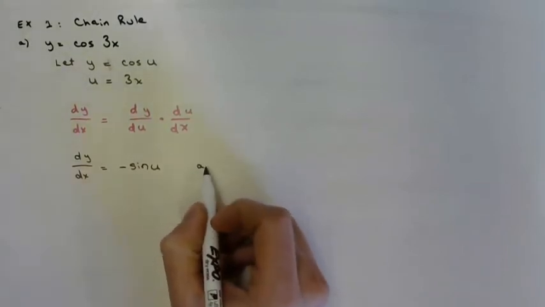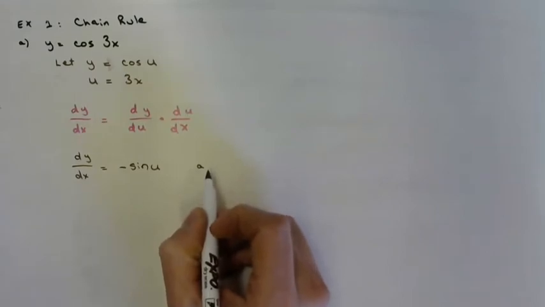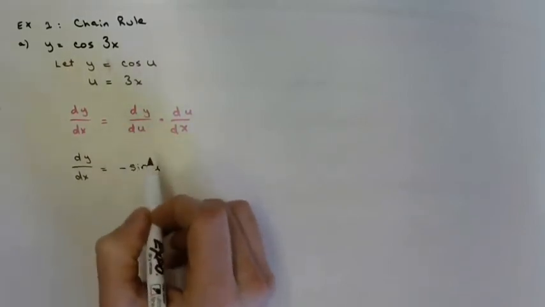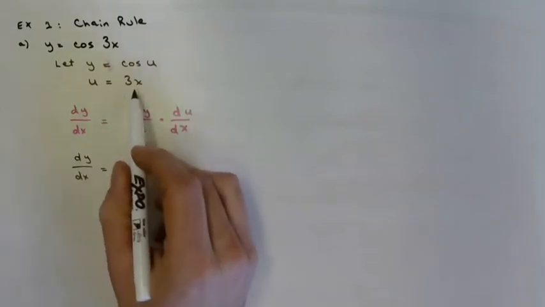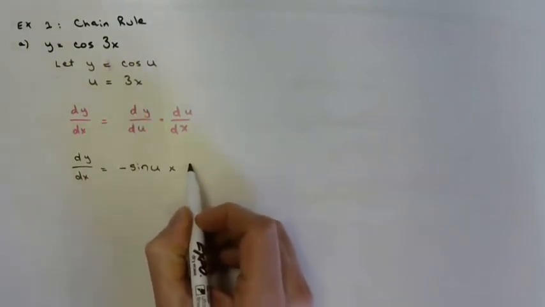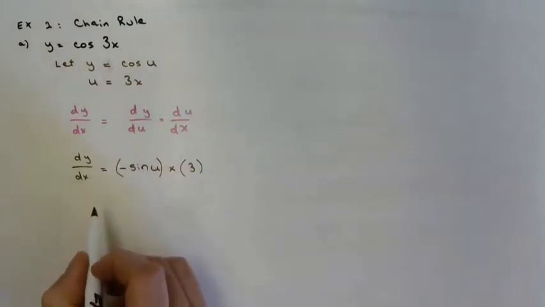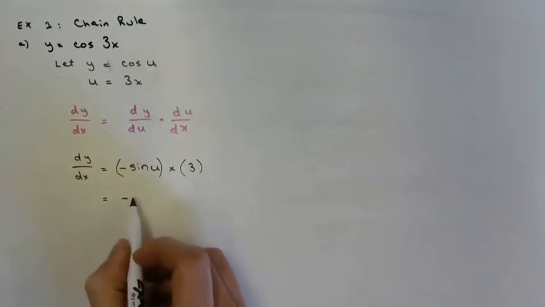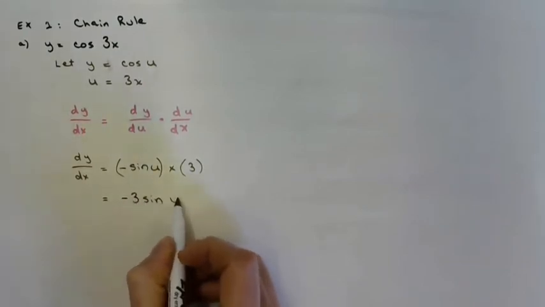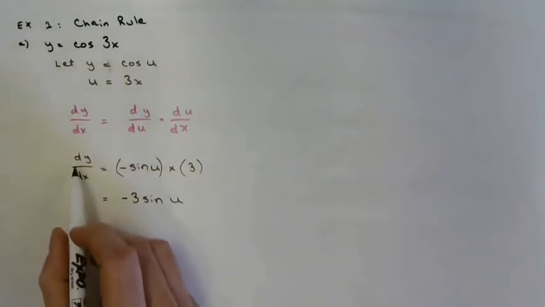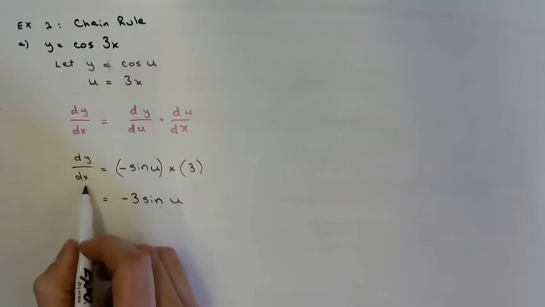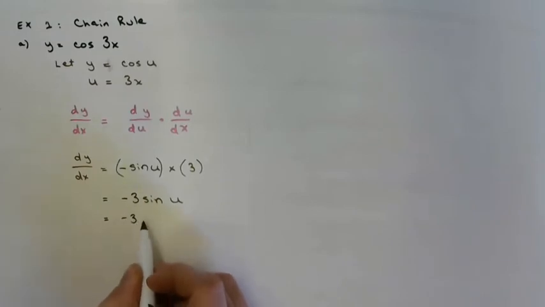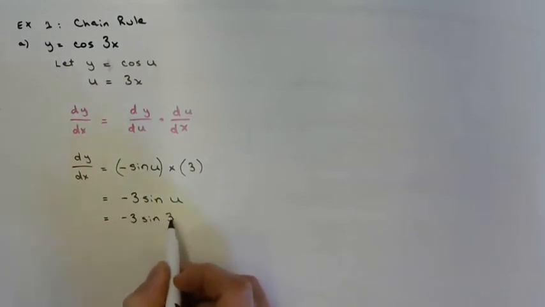And now all we need to do is multiply it by the derivative of u, which is just 3. So there's our two pieces. Multiply them together. We get negative 3 times the sine of u. But we're not done yet because we want the derivative of y with respect to x. So now we just need to sub in what u is. And we get negative 3 times the sine of 3x.